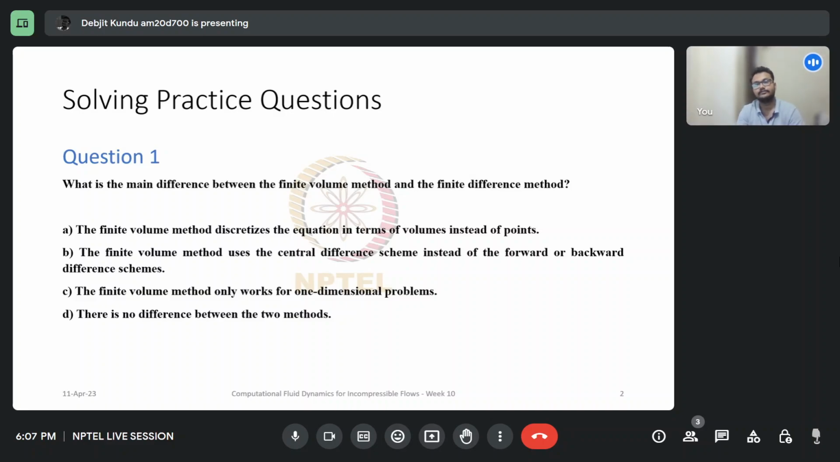Take your time and try to figure out the correct solution, which is, what is the core difference between the finite difference method and the finite volume method. There are four options. Option A, the finite volume method discretizes the equation in terms of volumes instead of points. Option B says the finite volume method uses central difference scheme instead of forward or backward difference schemes. And option C says the finite volume method only works for one-dimensional problems. And there is option D, which says that there is no difference between the two methods as such.